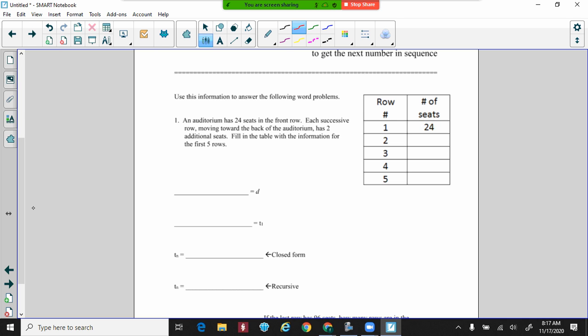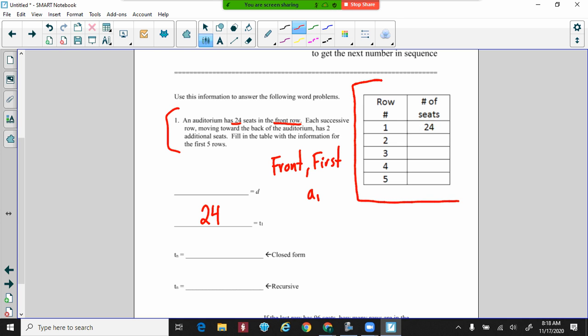So it says, for example, question number one, an auditorium that has 24 seats in the front row. All right, so 24 seats in the front row. Whenever you see that word front, or first, that's always going to be your A1. So your A1 is always going to be wording like first, front, or before, something that indicates first. So your A1 ends up being 24. Now I went ahead and gave you a chart over here just to help you out so you can see the problem.